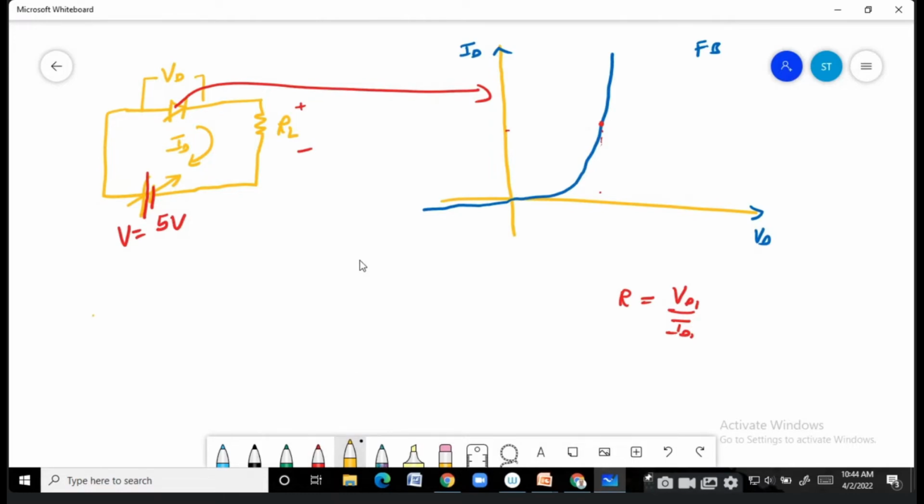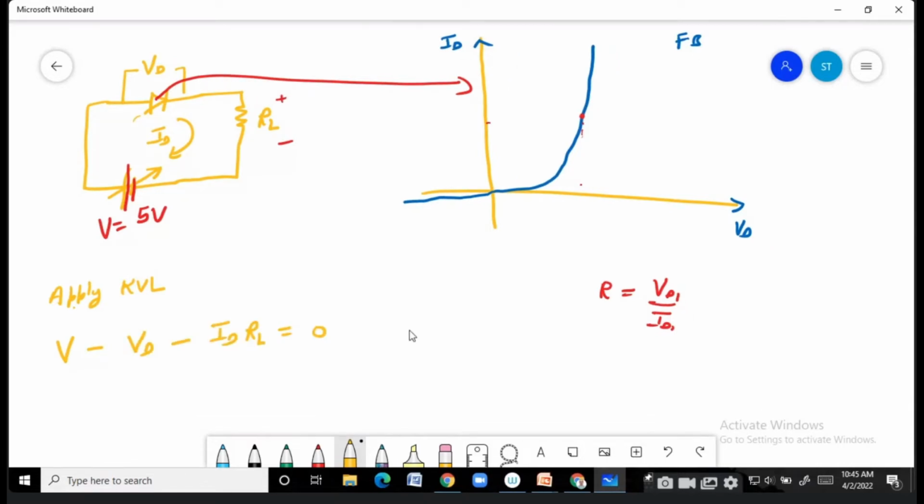Okay, so then what you do is you apply a KVL equation in this loop. When you apply the KVL, your equation is V minus VD, voltage across the diode, minus ID into RL equal to 0. This is your equation. Now, if you look at this equation, there is a VD term and there is an ID term. VD is on the x-axis, and ID is on the y-axis.